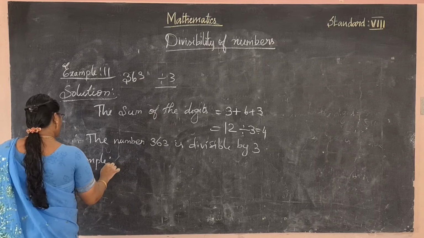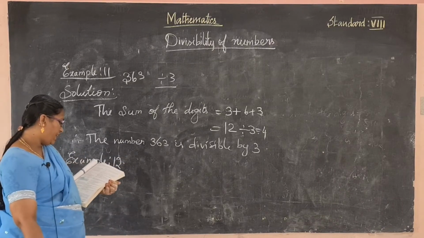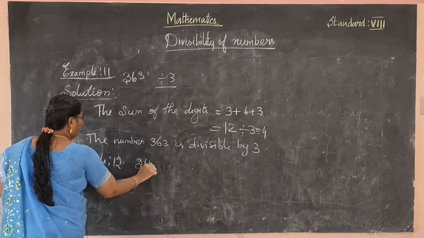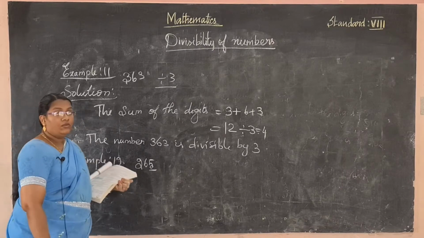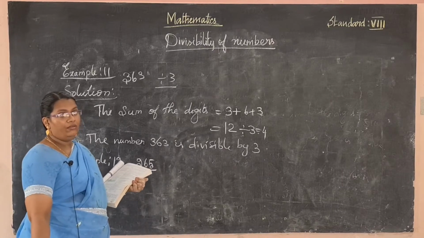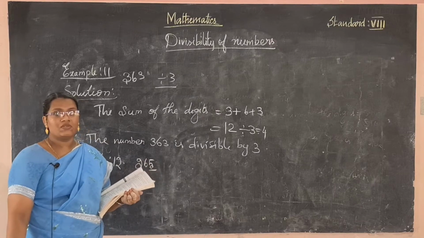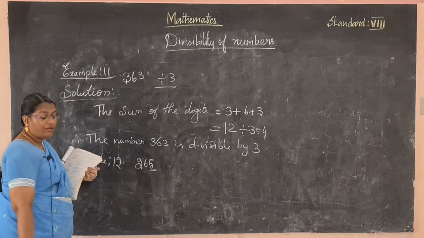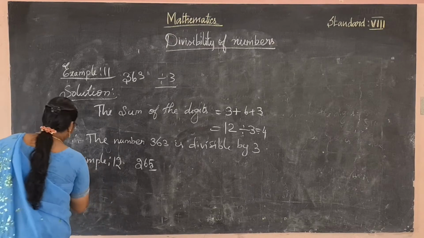Example 12. Check whether 265 is divisible by 5 or not. 265. So what is the rule of the divisibility test by 5? If the ones digit is 5 or 0, then the number is divisible by 5. Okay, so here the ones place is 5, therefore the given number is divisible by 5.